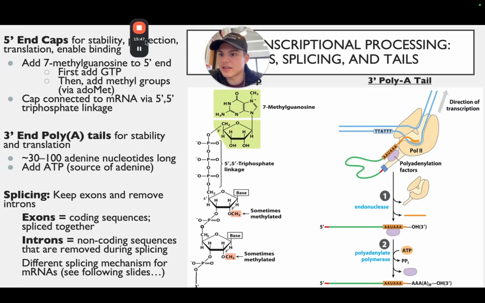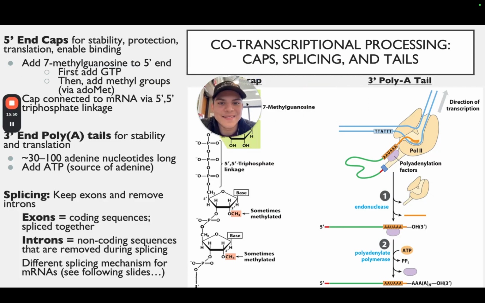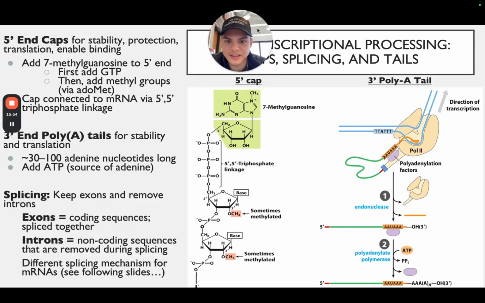Okay, so we have co-transcriptional processing. There's caps, splicing, and tails. There's a bunch of new things with being a eukaryotic cell that we do. The first thing is we have the 5' end caps for stability, protection, translation, and enabling binding. There's a lot of things, but specifically we'll talk about what this 5' cap is.